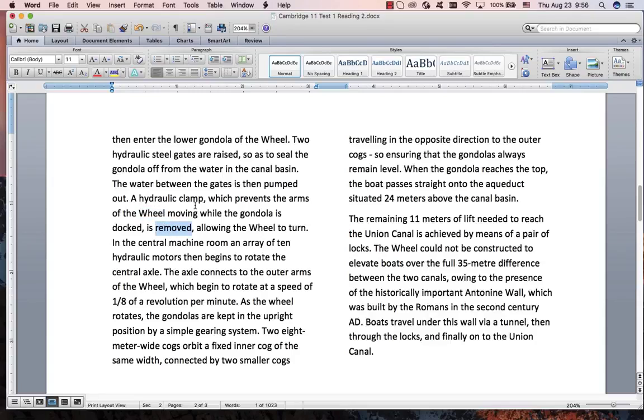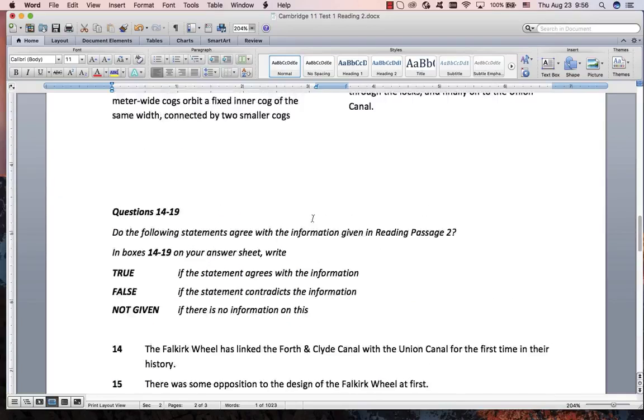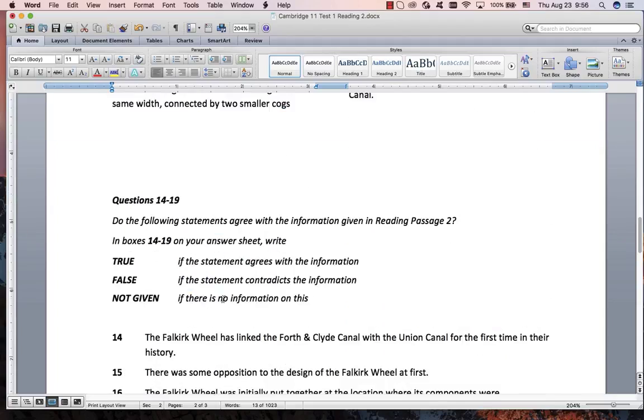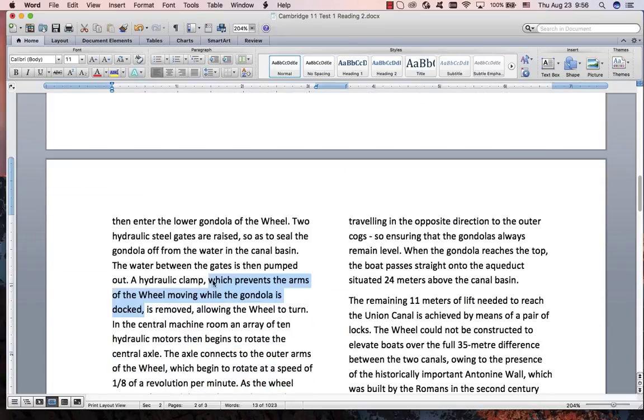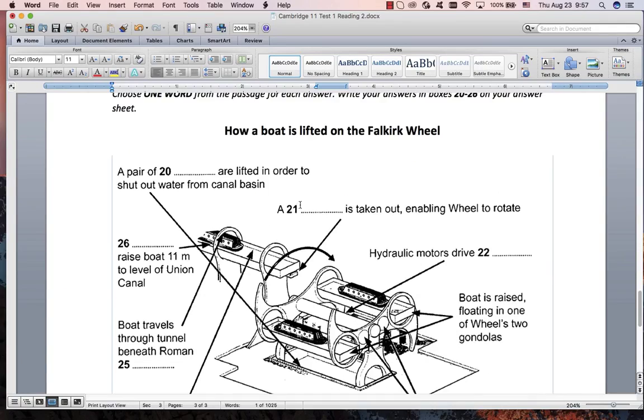What is taken out? This is all a big relative clause. A hydraulic clamp is removed. A hydraulic clamp is taken out. Enabling, allowing the wheel to rotate, to turn. So you could have just ignored this little bit here. It wasn't part of the main sentence. The main sentence is a hydraulic clamp is removed. So your answer there, of course, must be single countable noun, clamp. Please don't be fooled by that. Pumped out, students want to choose water, but we were looking for a single countable noun because of the a over there. This one, the grammar doesn't give you anything.